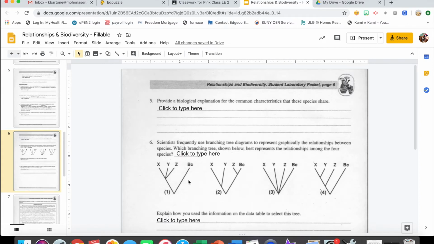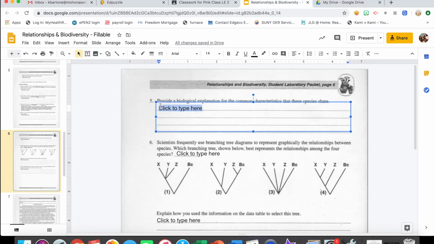Okay, so the next page, it says, provide a biological explanation for the common characteristics that these species share. Why do they share common characteristics? Why do I share common characteristics with you, or with my mom, or with other humans? Why is that? Well, likely these species share common characteristics because they are in fact related. Some of them, they probably also have the same or similar DNA structure.